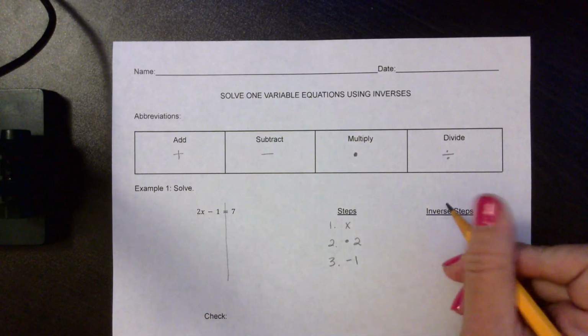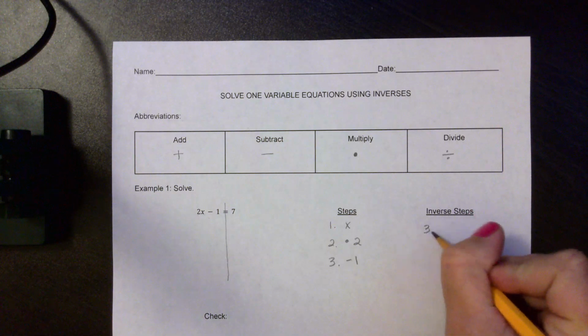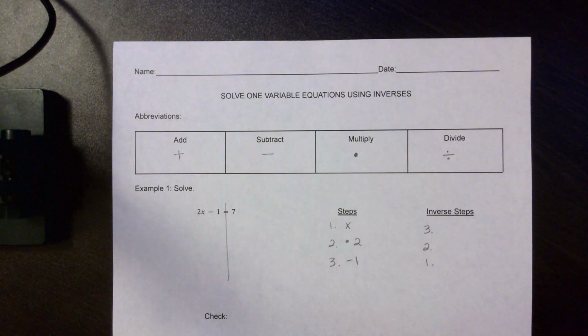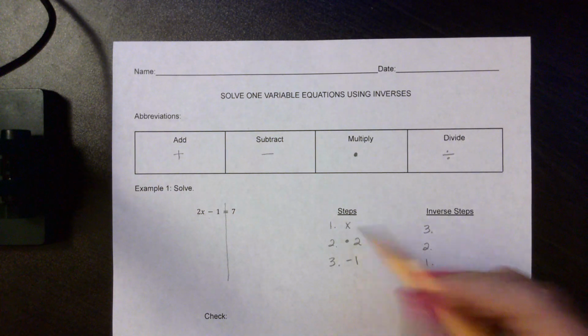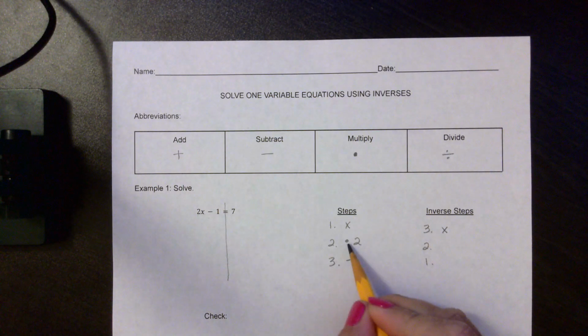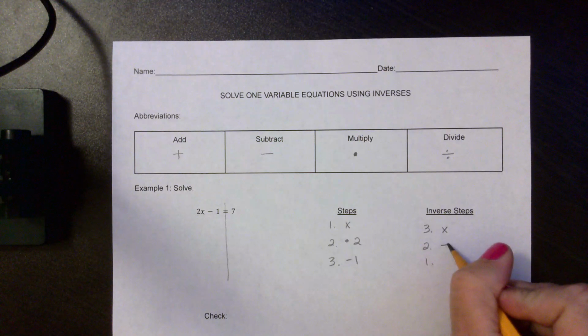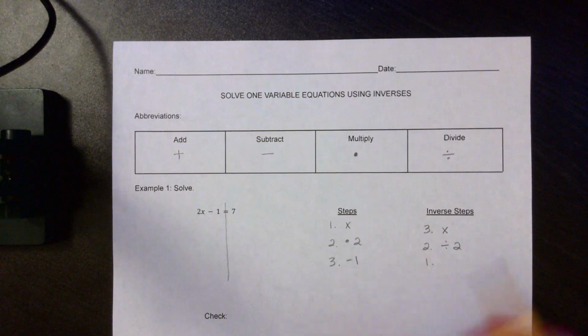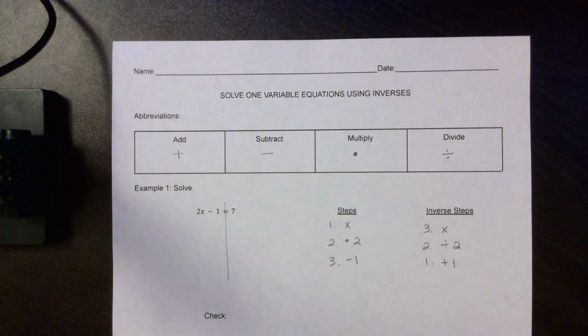So our inverse steps, these need to go in reverse order, 3, 2, 1. The inverse of starting with x will be ending with x. We're just abbreviating. The inverse of multiplying by 2 will be dividing by 2. And the inverse of subtracting 1 will be adding 1. If these abbreviations do not work for you, go back to writing out the words.